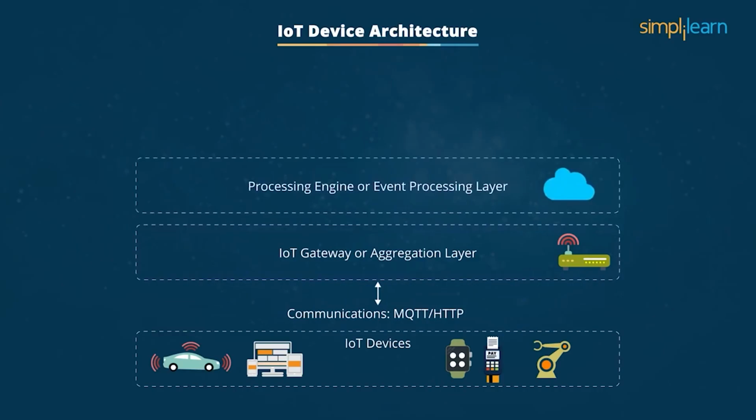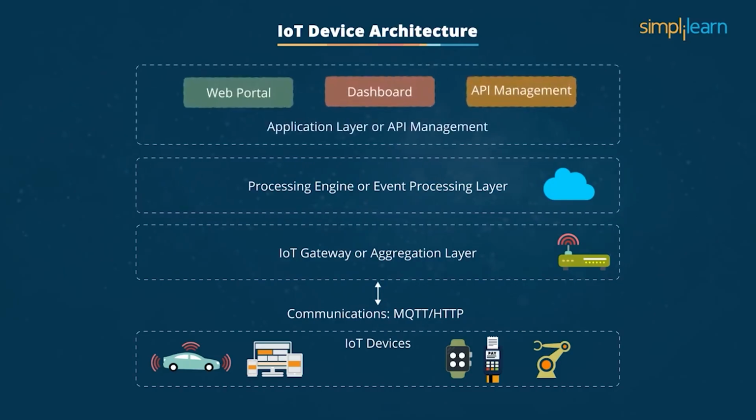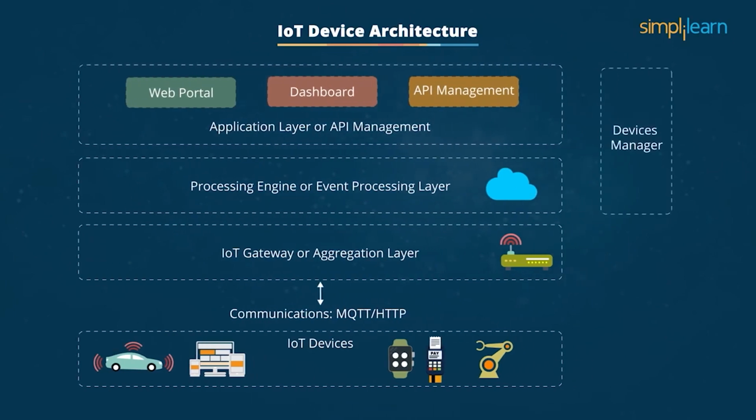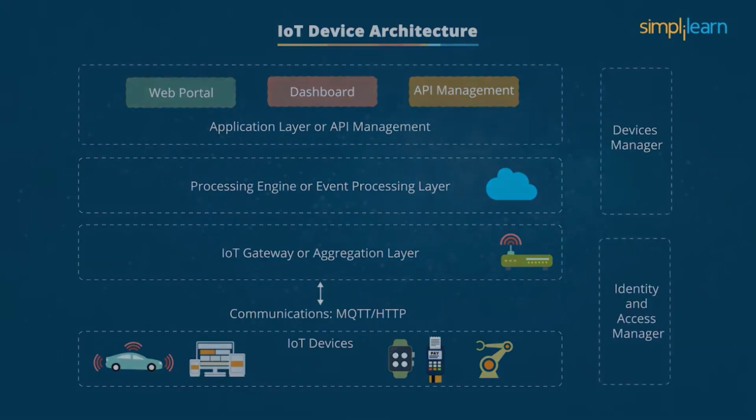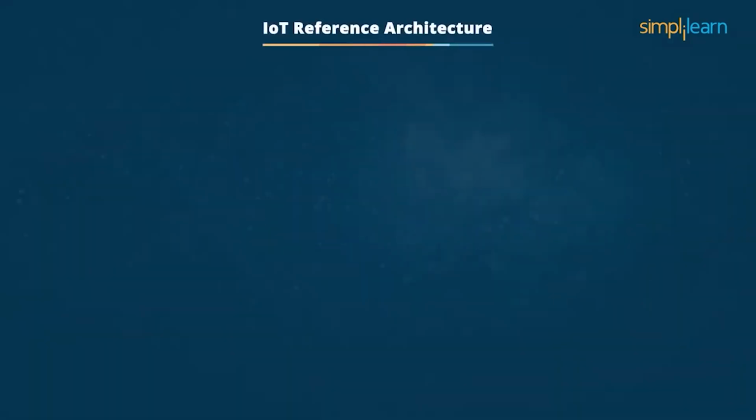The next layer is based on cloud. It's called the processing engine or event processing layer. It has numerous algorithms and data processing elements that are ultimately displayed on a dashboard. This layer basically processes the data obtained from the sensor layer. The last layer is called the application layer or API management layer. It acts as an interface between third-party application and infrastructure. The entire landscape is supported by device managers and identity and access managers, which are useful for security of the architecture.